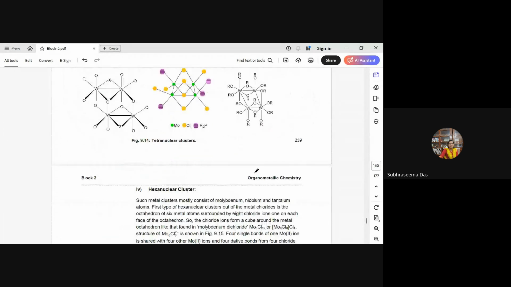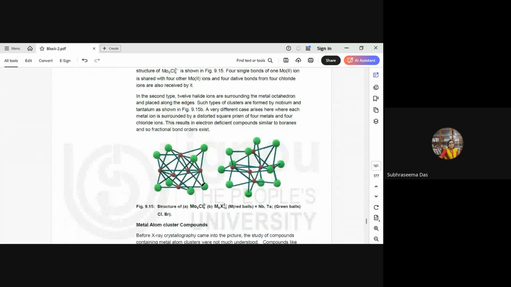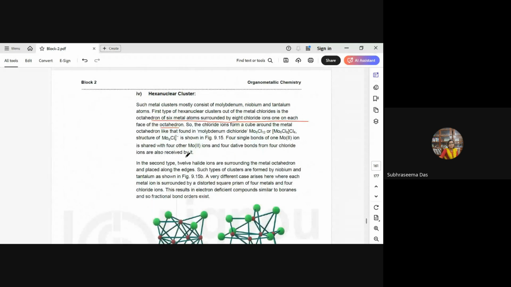Then the hexanuclear cluster. The first type of hexanuclear cluster, out of the metal chlorides, is the octahedron of 6 metal atoms surrounded by 8 chloride ions on the faces of the octahedron. The first example is Mo6Cl8 2 minus, and in the second case is M6X12, where the 12 halide ions surround the metal octahedron. So two types of structures are possible for hexanuclear clusters.